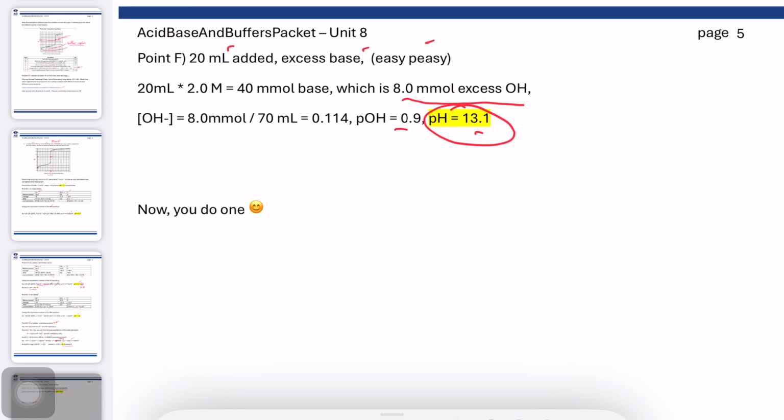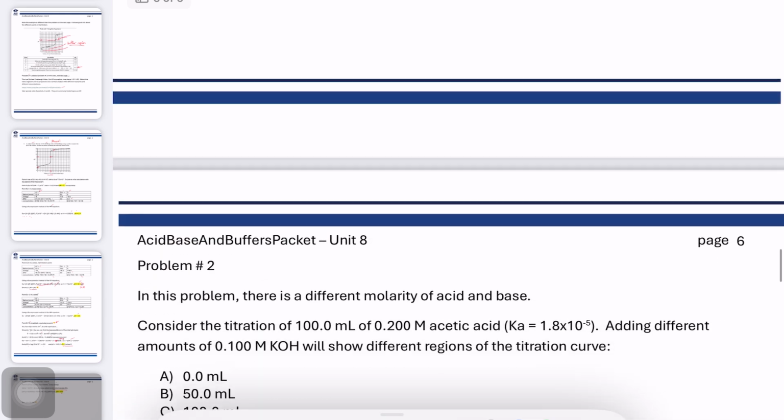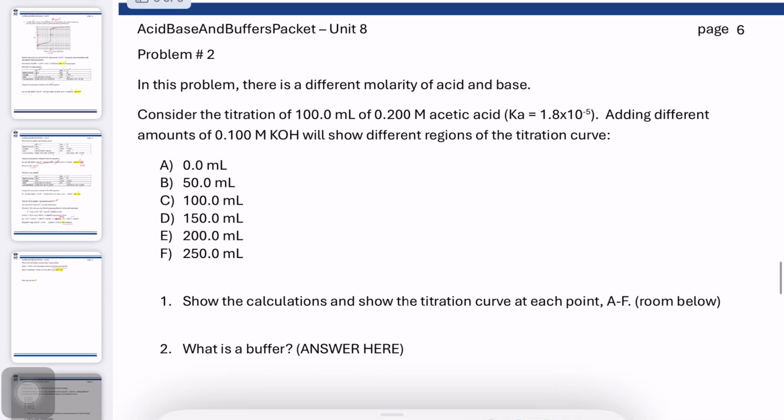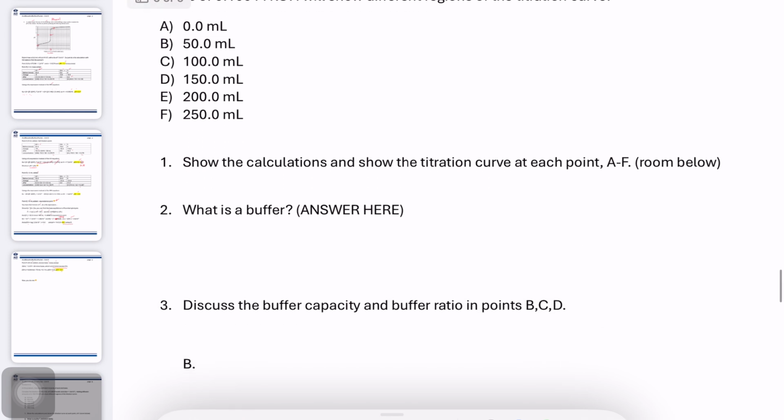So now, in a moment, you're going to work the rest of this problem. Now you do one. Problem number 2. We have different molarities. So again, you need to find your millimoles, and then you need to increase the volume and change each point. So question number 1 is going to be show the calculations for A, B, C, D, E, F. There's room below. Number 2, what is a buffer?